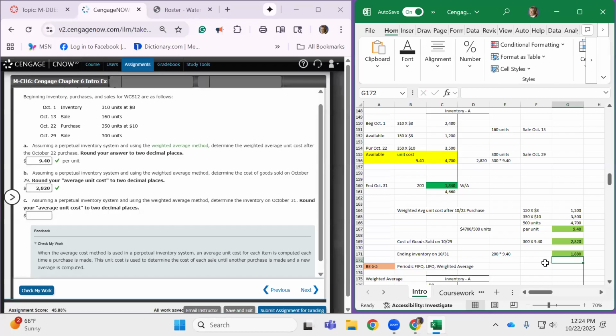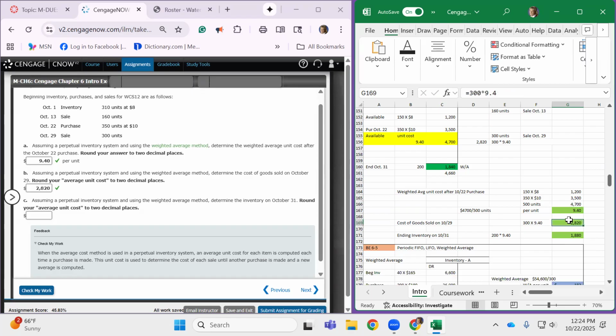Here's the thing. These two numbers should add up to these 500 units. If I add 2820 and 1880, yes, I get $4,700. So there is where you can check yourself. What's still in remaining inventory at the end of October is 200 units at the average cost of 940 each.